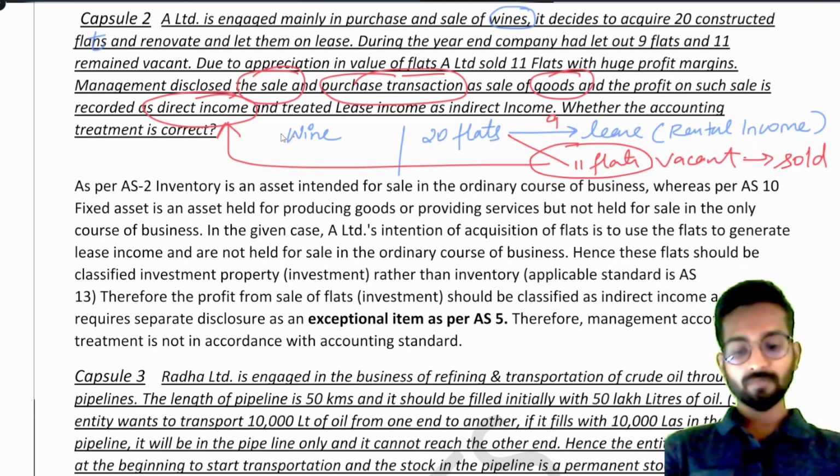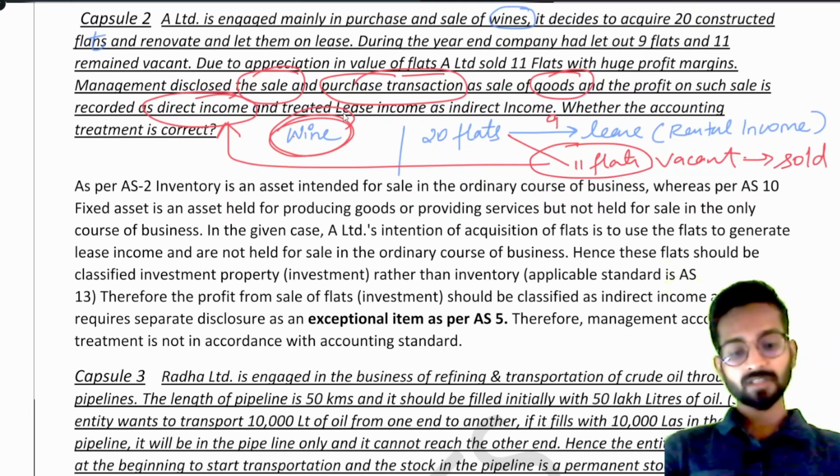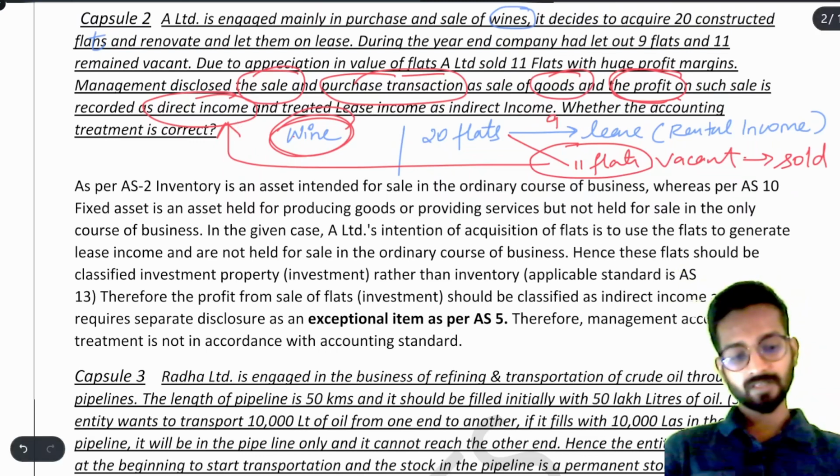Why? Because our main business was of wine. The income from wine should be our direct income and the income from flats should be our indirect income. But they did the wrong thing. Why? Because they accounted profit on such sale of flat as direct income, which is wrong, and treated lease income as indirect income. Understood? Lease income as indirect income is okay, but the selling of flat as direct income, that is wrong. Now we'll read the answer.